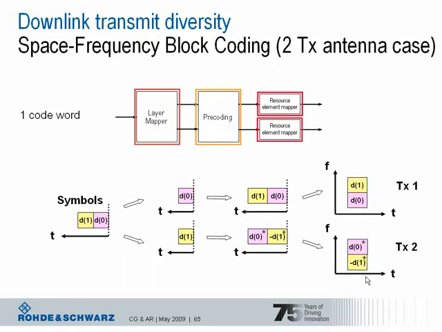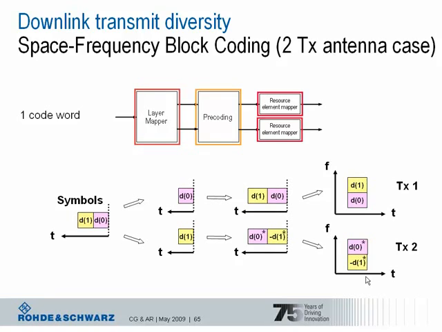So now to better understand this layer mapping and precoding stage from the slide before, let's have a closer look on what happens in case of transmit diversity. So what is really done in these stages of the signal processing, and the example shown here is for a 2 transmit antenna case. And it shows the space frequency block coding. So in case of transmit diversity, only one code word can be transmitted at once because we do not have spatial multiplexing. And the figure illustrates what happens to 2 symbols, D0 and D1, of that code word.